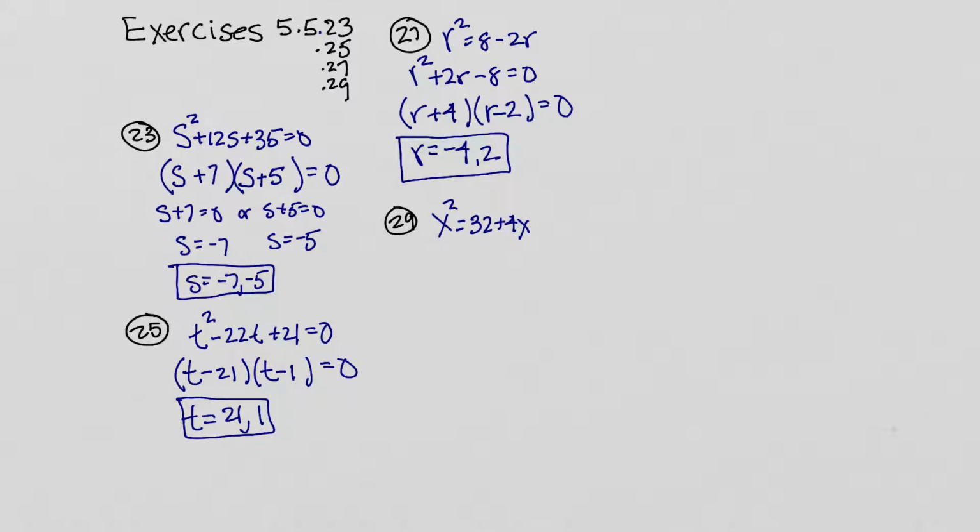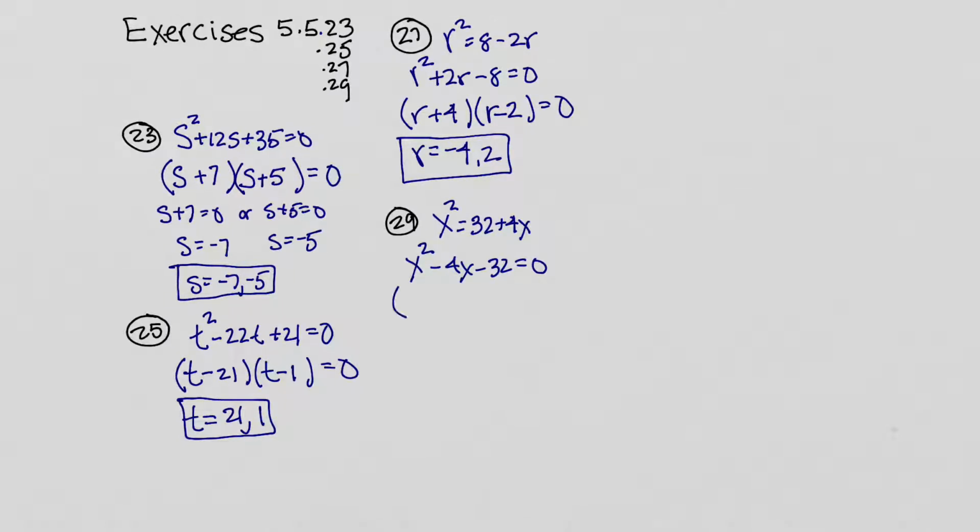Now, problem number 29 is pretty much the same as number 27. Let's solve this by getting all the terms on the left side, and I'm choosing the left side because the squared term is already positive. So here's what we'll have. We'll have x squared. Now let's subtract the 4x, so we'll subtract 4x from both sides. And then we've got a plus 32, so let's subtract it. Minus 32 equals 0. Now we'll factor.